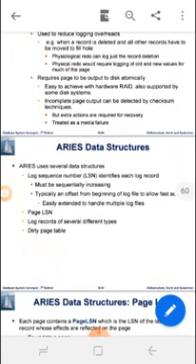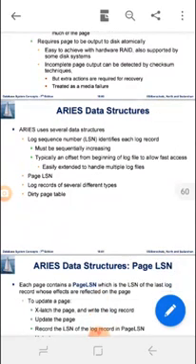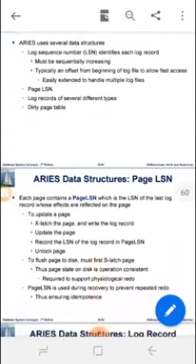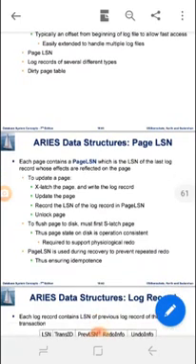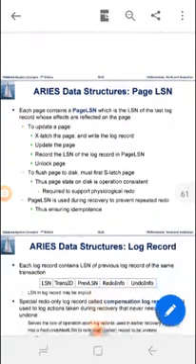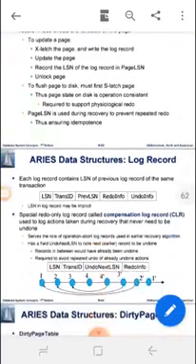Then what data structures does ARIES use? It uses several types of data structures. The log sequence number identifies each log record. Then the page LSN, then log records of several different types, then the dirty page table. First one is the page log sequence number. To update a page, latch the page, write the log record, and update the page. Next, to flush a page to disk, you must first latch the page, then erase the data structure.